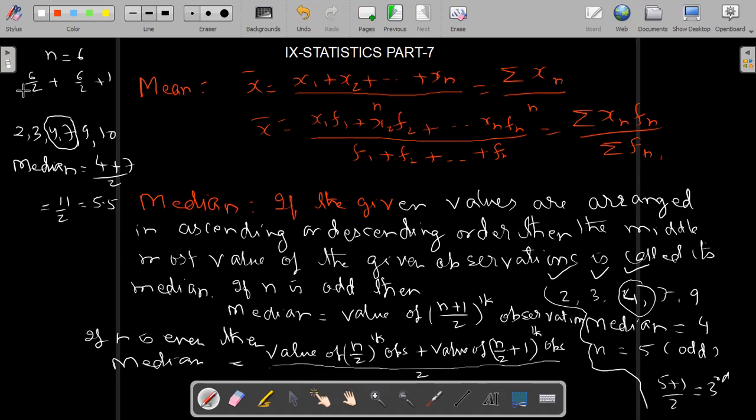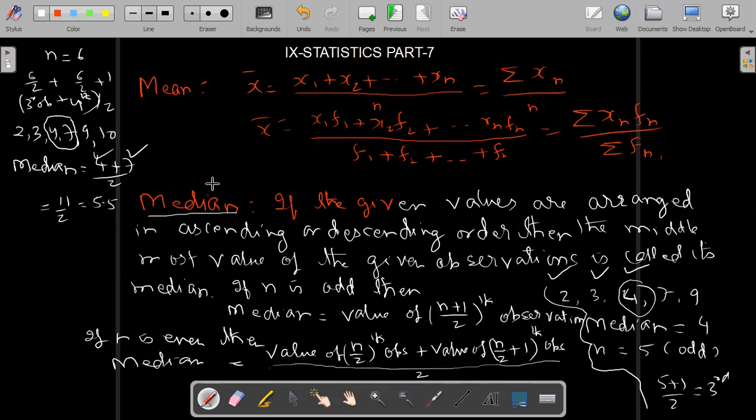Like this you can see that n by 2 means the third observation plus the fourth observation, divided by 2. The third observation is 4, the fourth observation is 7, divided by 2. Like this we can find the median.